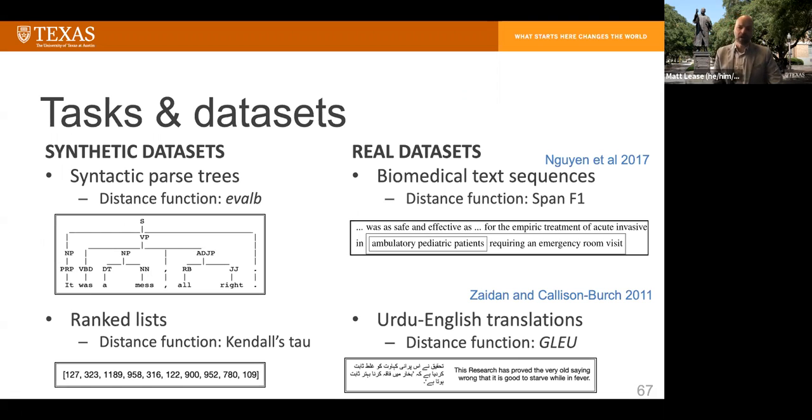So we look at this on 4 different data sets. We have 2 synthetic data sets. One is these syntactic parse trees from linguistics. One is rankings. And then on real data sets, we have these biomedical text sequences where people are doing span-based or sequence annotation, and machine translation, or in this case, human annotators who are translating between Urdu and English. And this was a data set Chris Callison-Burch kindly shared with us.